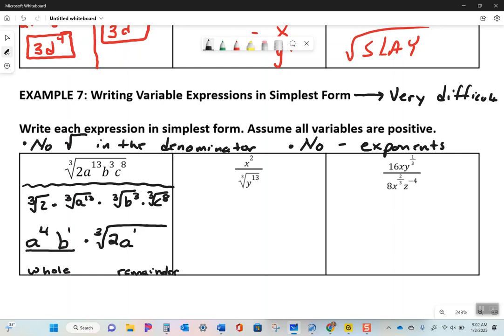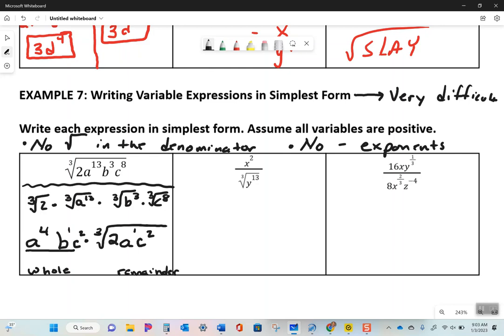Okay. So last part then is to ask yourself, how many times will 3 go into 8 right here for our variable c? And what's the remainder? So out front, what's the whole part out front? C to what power? And then what will remain for c's?